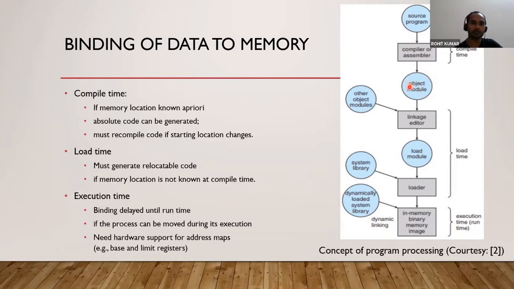In addition to your source code, you are supposed to add some other modules. What are these other modules? For example, your source code depends on some other function. Where is that particular function stored? All those functions and modules are supposed to be bound with your program, that is, your source code. So all the linking will happen here.